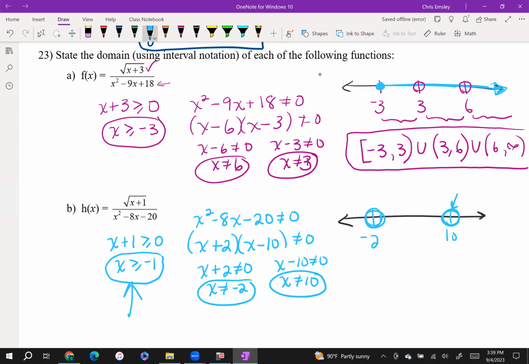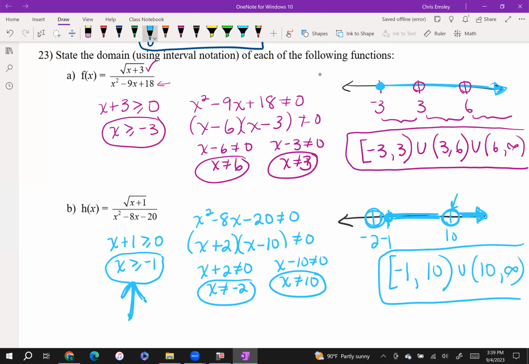And then we can look at this. -1 would be here. I'm saying -1 is okay, and anything bigger than -1 is okay. So this time, once we take into consideration that x has to be greater than or equal to -1, -2 is already kicked out by that. So we don't have to worry about -2. -2 is already kicked out of the club because we are starting at -1 and going up to 10. And then we're going from 10 to infinity. X values in these intervals will give us a defined result. That's our domain.